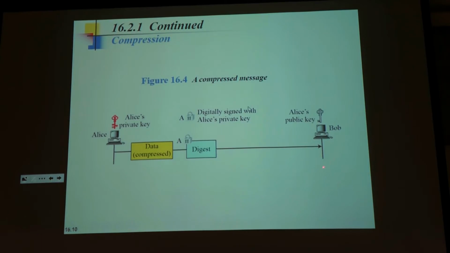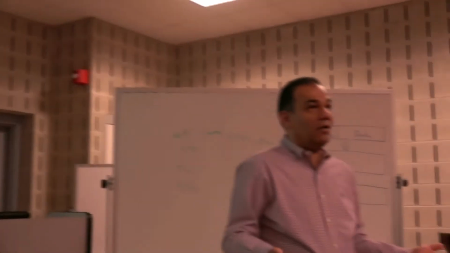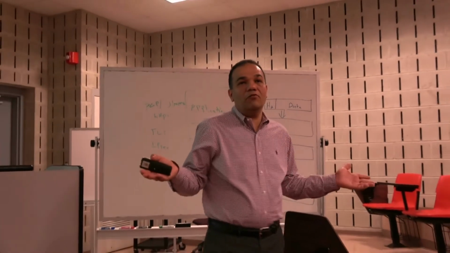Bob will receive it. What is the first thing he'll do? He'll generate the digest and compare it with this digest. If it's good, then it's good. Then after that, they uncompress the data. There are different algorithms for compressing the data. They have to agree on one compression technique. All right, that's it. They have to agree on that.